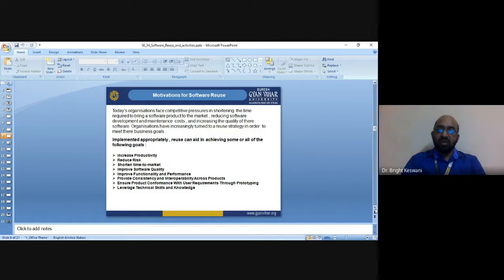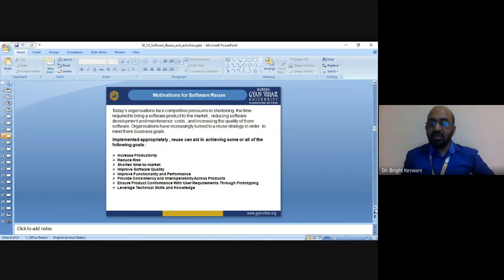So, to succeed in business, what is needed? It is needed to develop software at reduced cost. It is required to increase the quality of the software, and it is also needed to develop software before the given time limit. So, what are the motivations for software reuse?